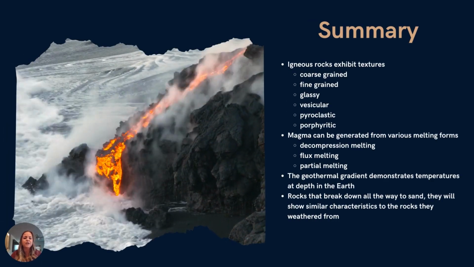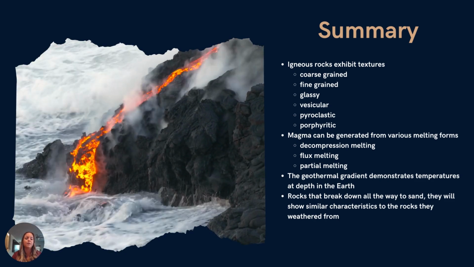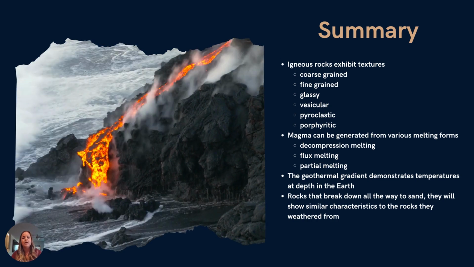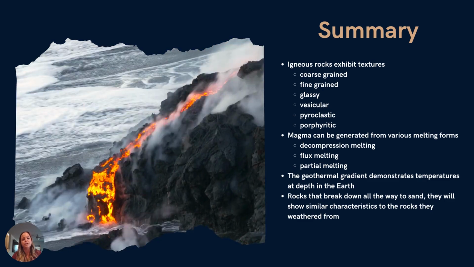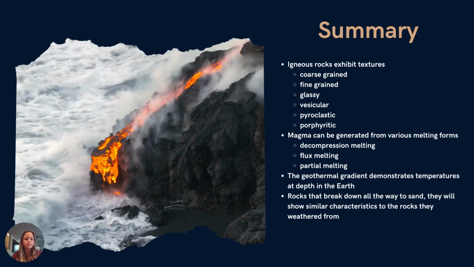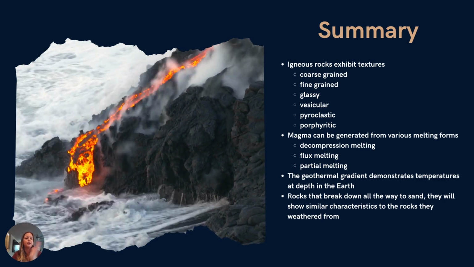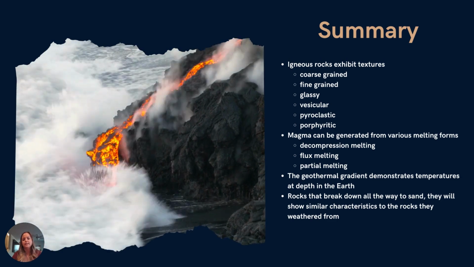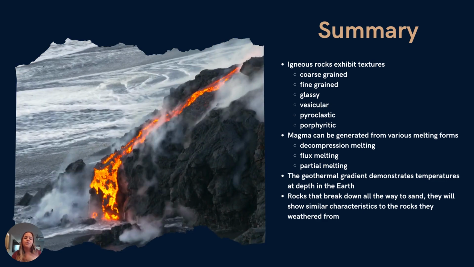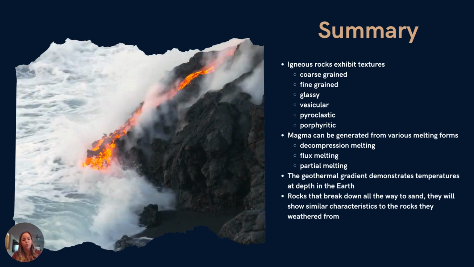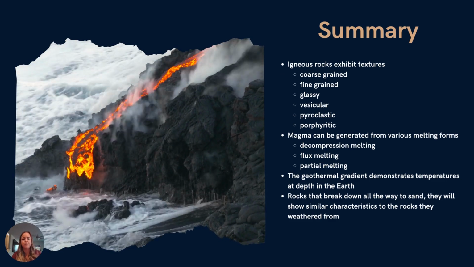All right, so igneous rocks. We have these textures. We have coarse grain, fine grain, glassy, vesicular, pyroclastic, and then our porphyritic can be coarse or fine. The magma is generating these rocks, and it can be generated from various melting forms: decompression melting, flux melting, or partial melting. We know that the geothermal gradient will demonstrate the temperature at depth, and depending on the plate boundary it is located at, you're going to see a shift in that geothermal gradient. And then as rocks break down to sand, they will always show their trace or their parent rock's features.